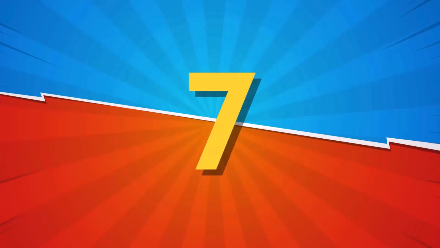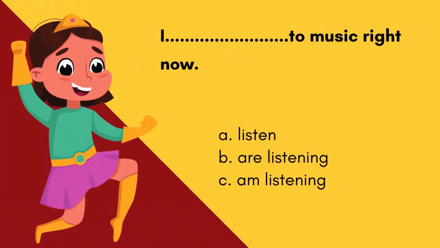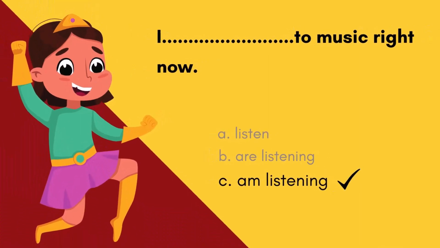Number 7. I dash to music right now. A. Listen. B. Are listening. C. Am listening. Answer is C. I'm listening.